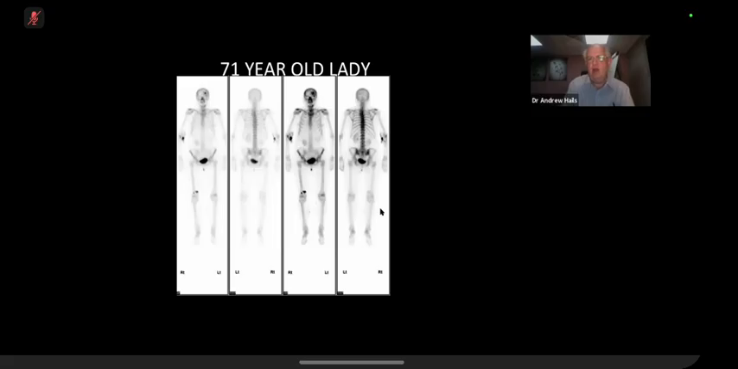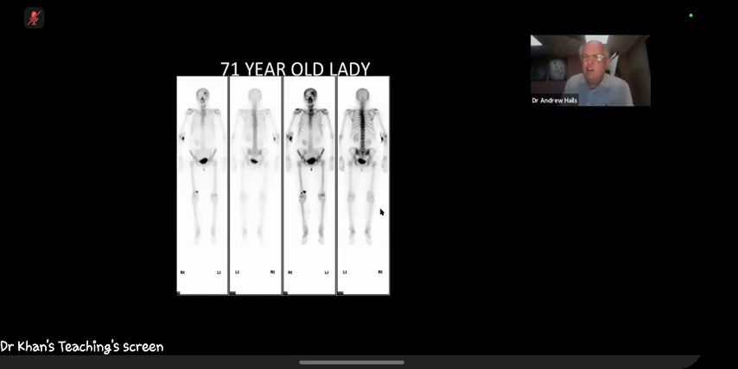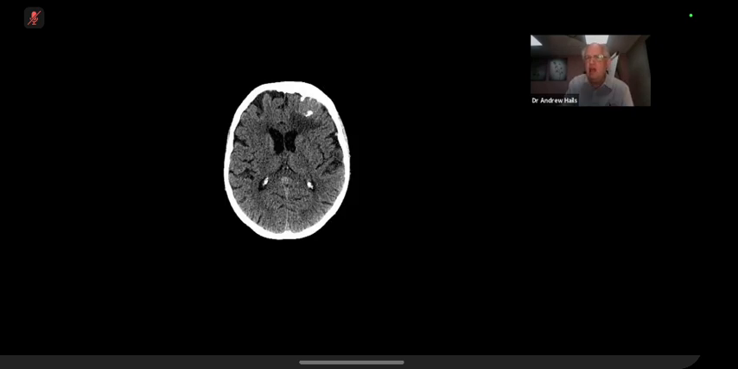Right, okay. Now, I think this is a different one. I won't ask you this, you've really said this already. This is another whole body bone scan. And as you can see, there's increased uptake in the skull. Well, what does this CT head show?